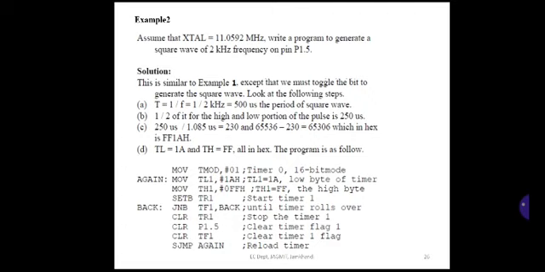So load 1A into the TL register, load FF into the TH register. So this is how the program is written. The program is the same, no difference, only the TH1 and TL1 values are different here. As you are using timer 0, load a value into the TMOD register, then load the values TL1 and TH1 with 1AH and FFH.